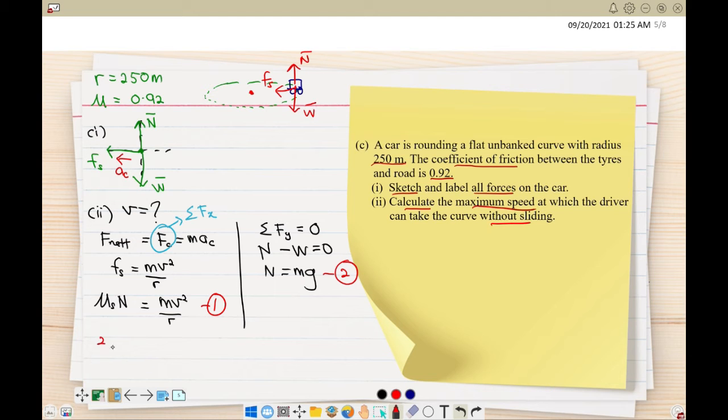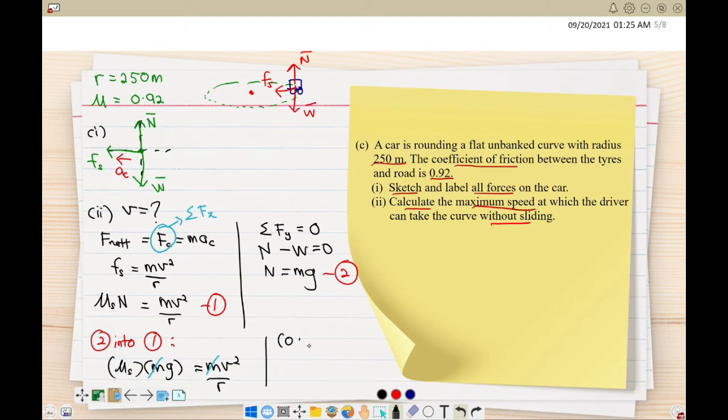Then I substitute number 2 into number 1. Okay, so it will become like this: mu s, normal is mg, equals to mv square over R. And you can cancel out the mass. Okay, the mass of the car is not given, so we can cancel it. Don't say not enough information. Okay, so we can substitute all the values.